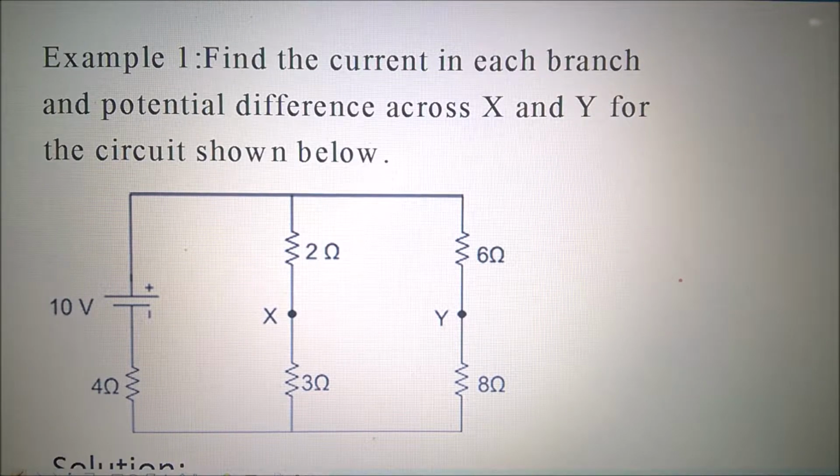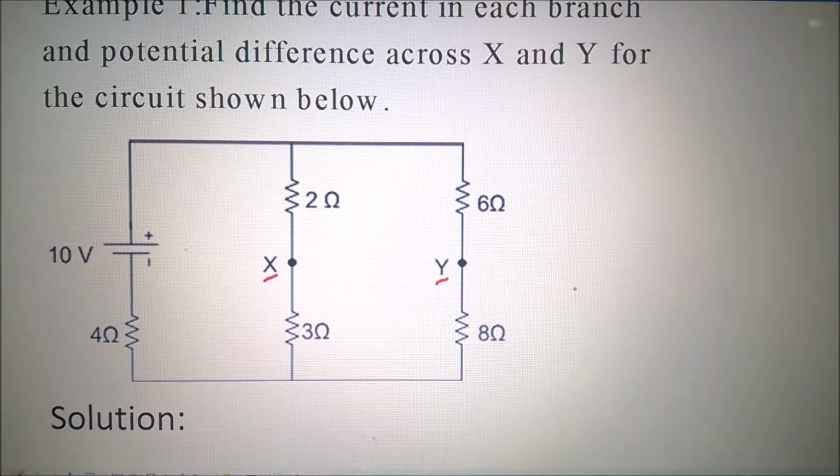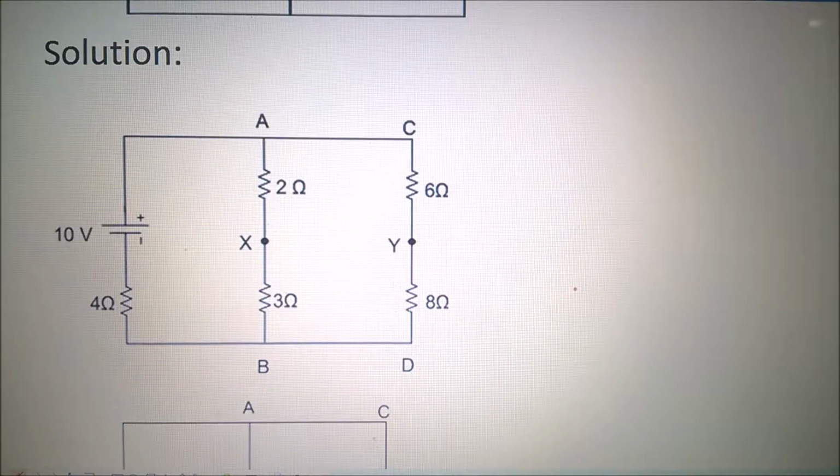Now we'll see a problem based on Ohm's law. Now you can see the circuit here. In that circuit, we have to find the potential difference between the points X and Y. Now you can see in the next, I have drawn the same circuit.